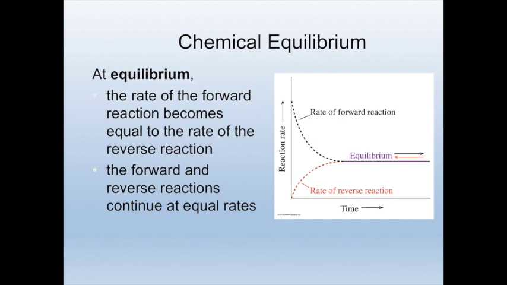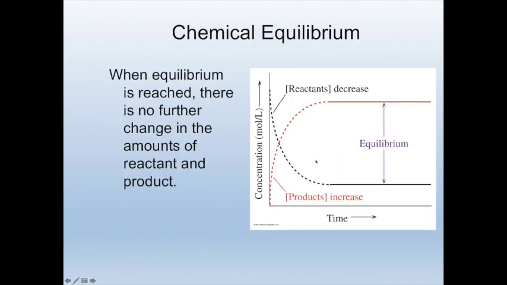Now, the idea of reversible reactions brings about the concept of chemical equilibrium. So at equilibrium, the rate of the forward reaction becomes equal to the rate of the reverse reaction. And once this occurs, the forward and reverse reactions continue at equal rates. And this leads to no further change in the amount of reactant and product.